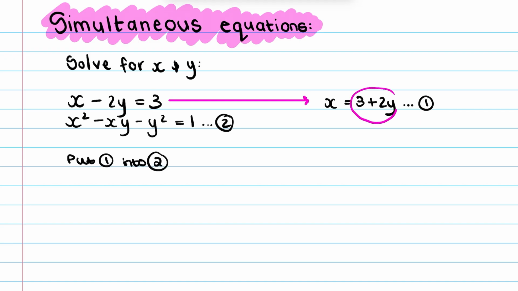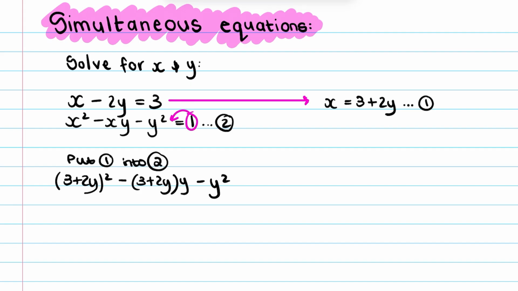And then I'm going to say put 1 into 2, and what I'm going to do is substitute this in everything here which has an x value. So I'm going to have (3 plus 2y) squared minus (3 plus 2y) times y minus y squared. And then that 1 over here, I'm actually going to take it over the equal sign and change its sign. So that is going to be -1, and that's going to be equal to 0.